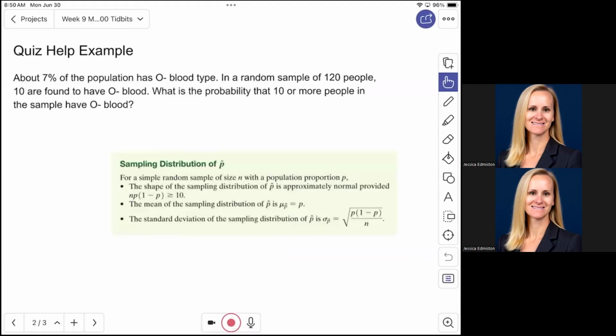About 7% of the population has O negative blood type. In a random sample of 120 people, 10 are found to have O negative blood. What is the probability that 10 or more people in the sample have O negative blood?